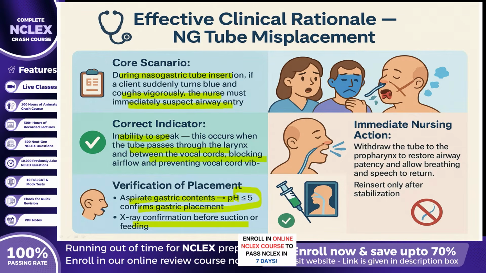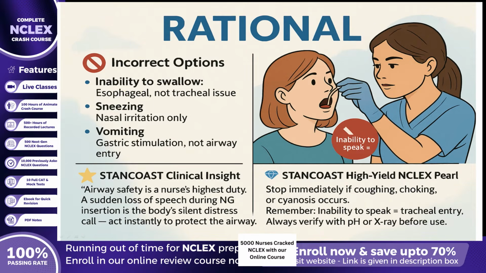Meanwhile, option 2, inability to swallow, is incorrect because swallowing primarily involves the oropharyngeal and esophageal muscles, which can still function even if the tube has entered the airway. Option 3, sneezing, simply results from nasal irritation during insertion and is not an indicator of tube misplacement. Option 4, vomiting, is caused by gastric or esophageal irritation, but does not confirm entry into the trachea.